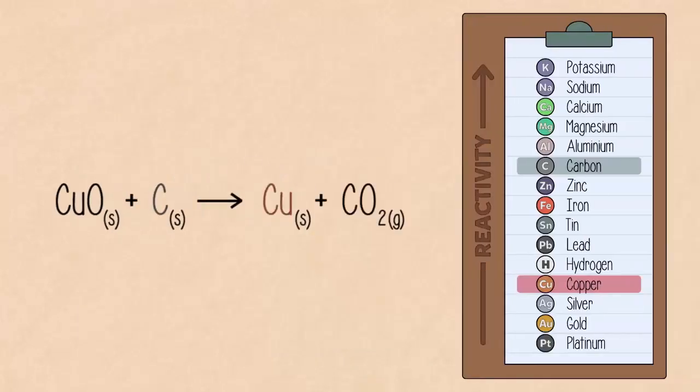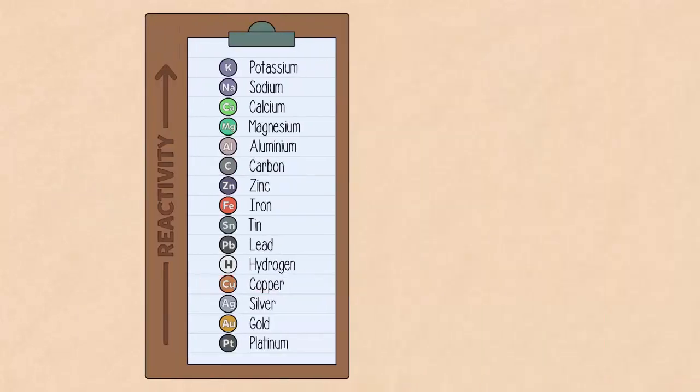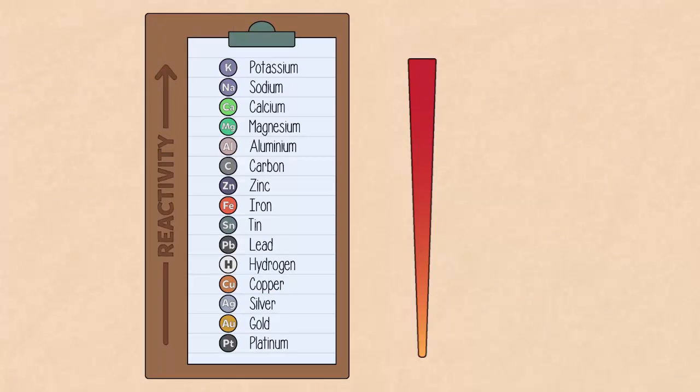Here is the answer. In summary, the reactivity series ranks metals according to their reactivity and can be used to predict whether or not a reaction will happen.